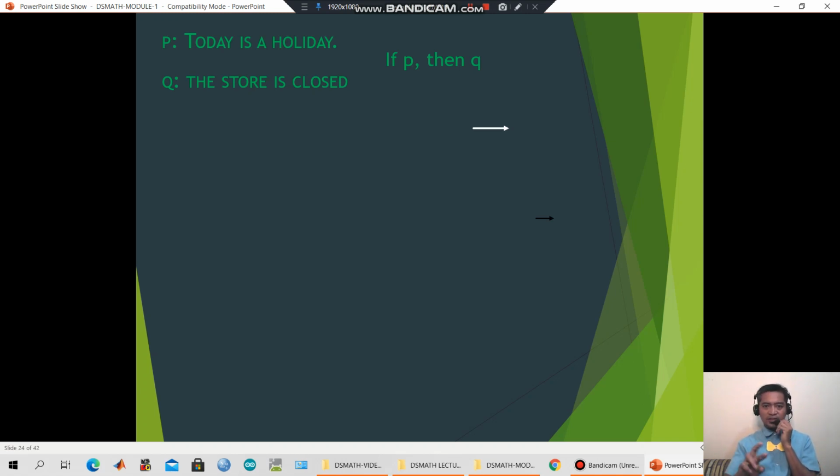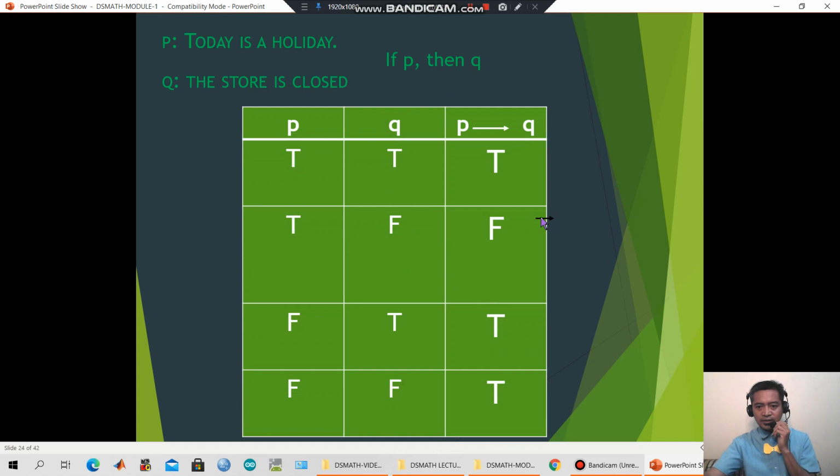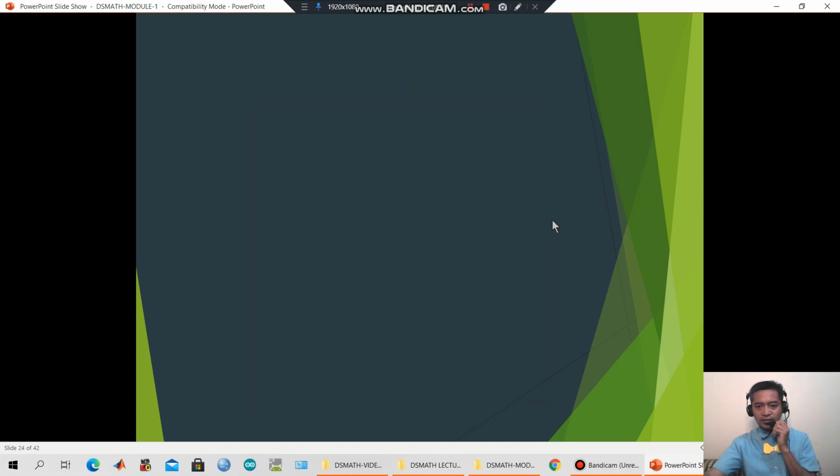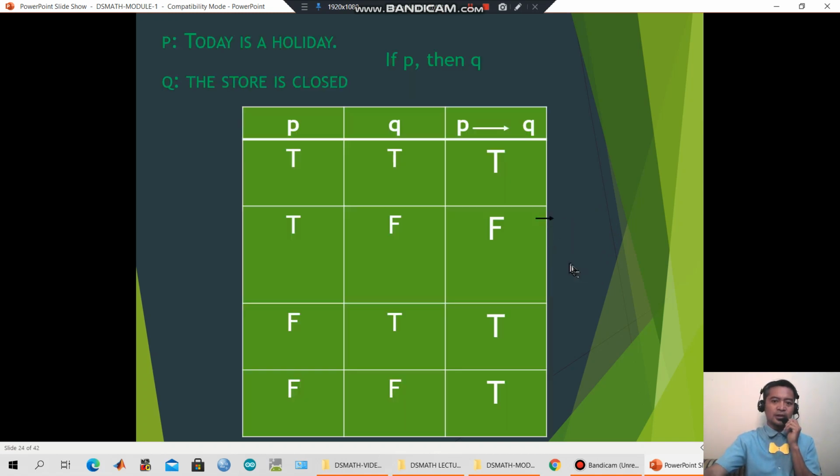Kasi if then tayo, kasi susundin natin to. If P, which is today is a holiday, then Q, which is the store is closed. So yeah, P then Q. Okay. So please ignore this arrow. Sumama lang siya. For example, this one. Let's analyze this truth table for this compound statement. Today is a holiday, then the store is closed. Okay. Today is a holiday, so we are claiming that today is a holiday, then of course definitely the store is closed. Okay, let's try this one.